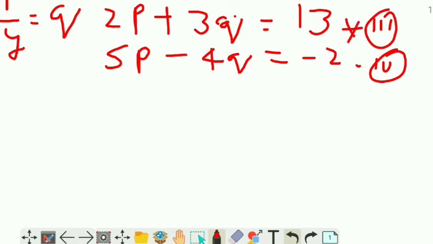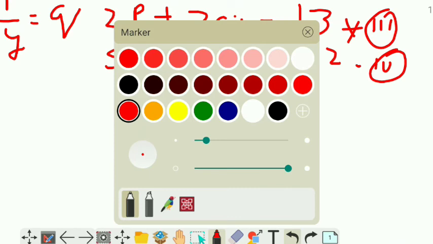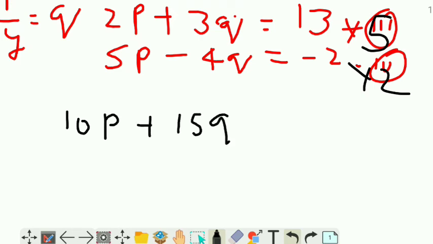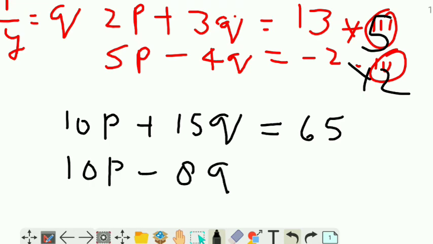The first equation will be multiplied by 5 and the second by 2, because the coefficient of p in the second equation is 5 and the coefficient of p in the first equation is 2. So what will happen? 5 twos are 10p plus 15q, and 13 fives are 65. Here also 2 fives are 10p minus 8q is equal to minus 4.